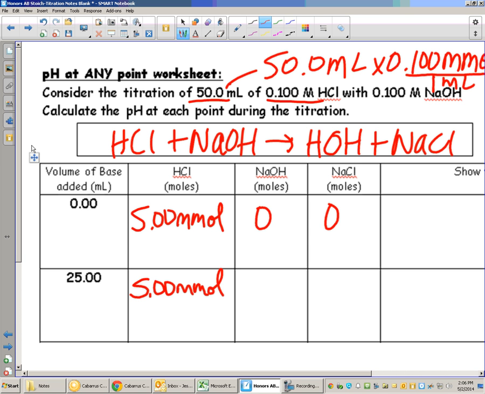At any point on the titration curve, you should be able to tell me the pH. And that's just basically stoichiometry over and over and over again. So on this one, I gave you HCl and sodium hydroxide. So I have the reaction written out: sodium hydroxide plus HCl gives water and NaCl.